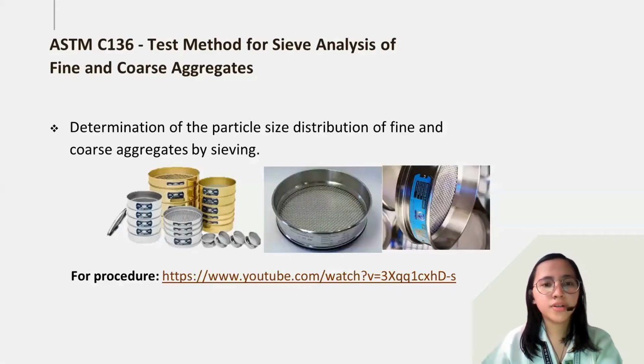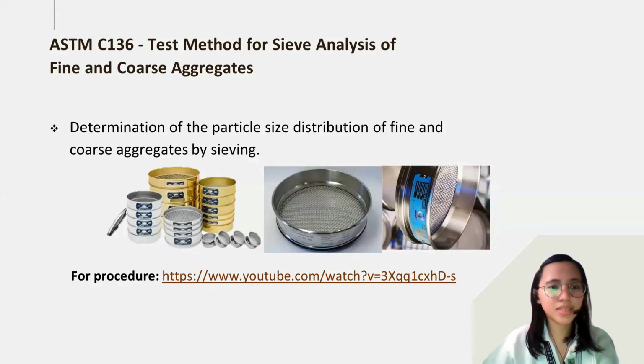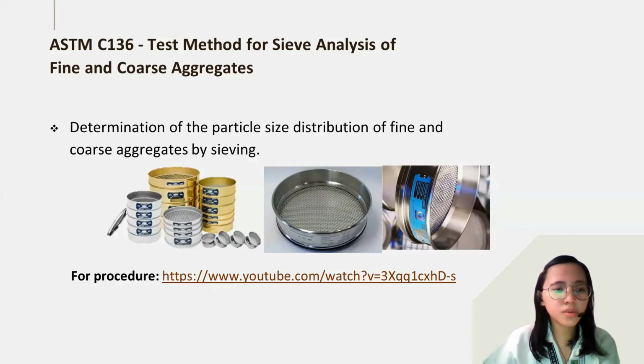So next, for the first test method, ASTM C136, the test method for sieve analysis of fine and coarse aggregates. This test method covers the determination of the particle size distribution of fine and coarse aggregates by sieving. When analyzing materials, sieve analysis on aggregate is important because the particle size distribution can affect a wide range of properties such as the strength of concrete, the solubility of mixture, the surface area properties, and so on.